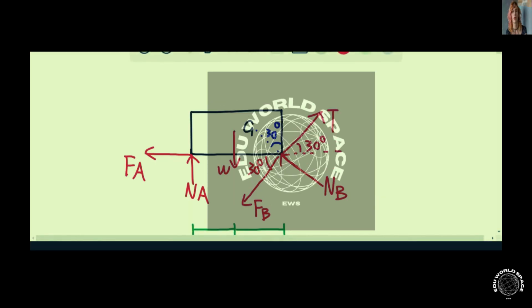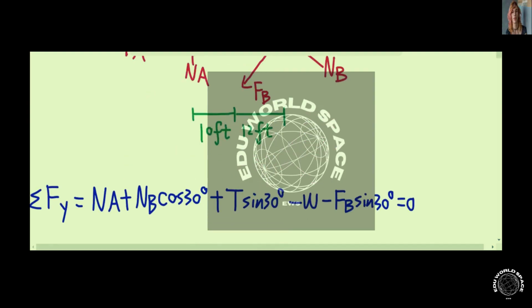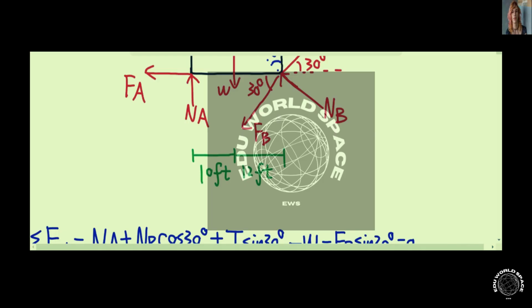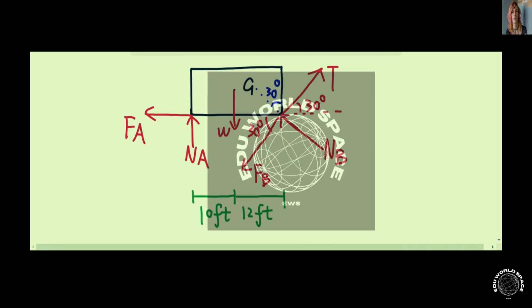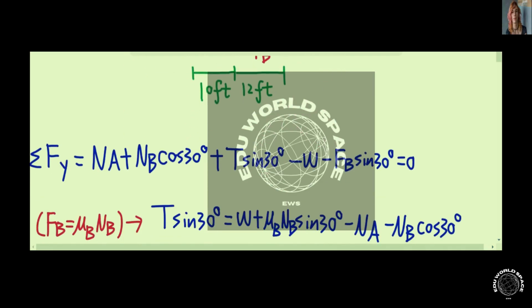Okay, so this is the free body diagram for this question. We know the net force along the y direction should be equal to 0, since we consider it at equilibrium. So we have NA plus NB cosine 30 degree plus T sine 30 degree minus W minus FB sine 30 degree is equal to 0.